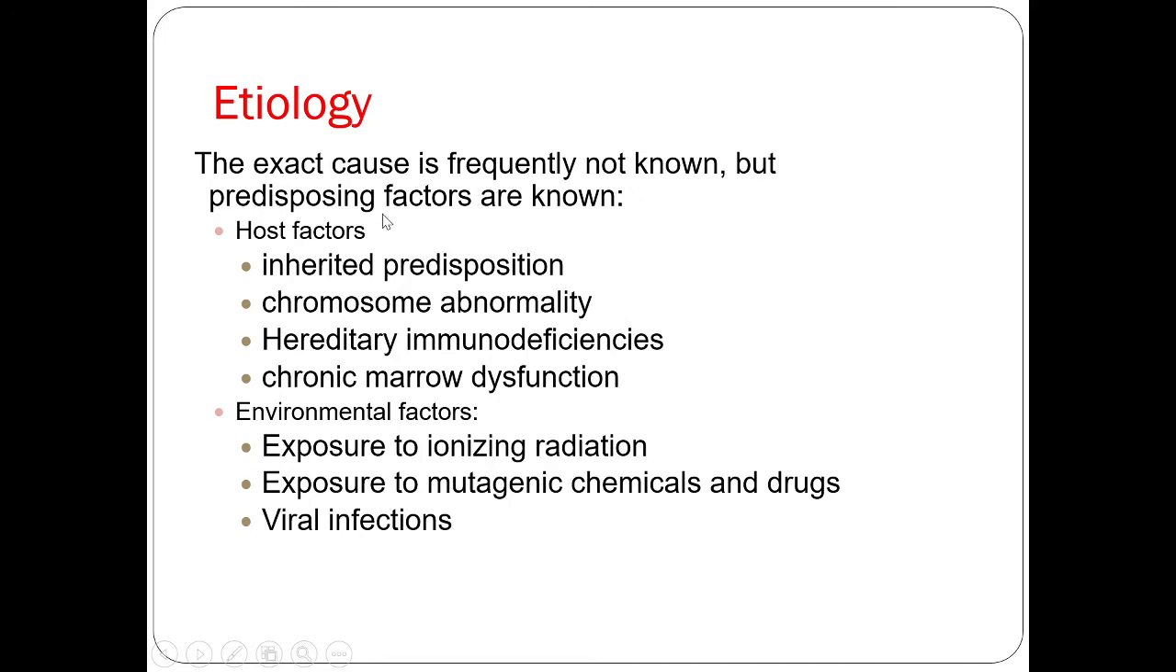Now, etiology. The exact cause is frequently not known, but predisposing factors are host factors and environmental factors. Host factors: inherited predisposition, chromosome abnormality, hereditary immunodeficiency and chronic marrow dysfunction. And environmental factors: exposure to ionizing radiation, exposure to mutagenic chemicals and drugs, and viral infection.